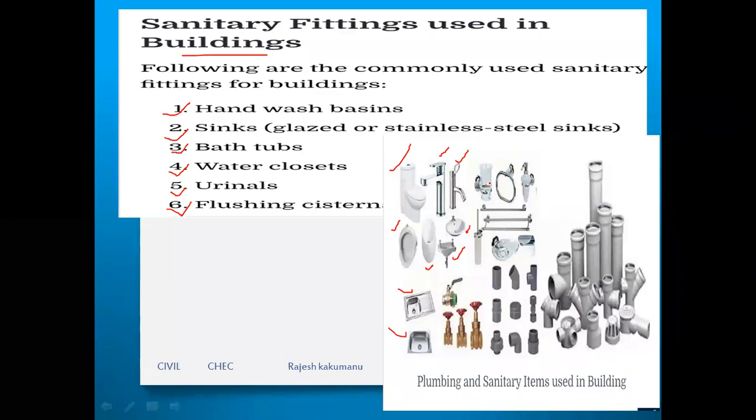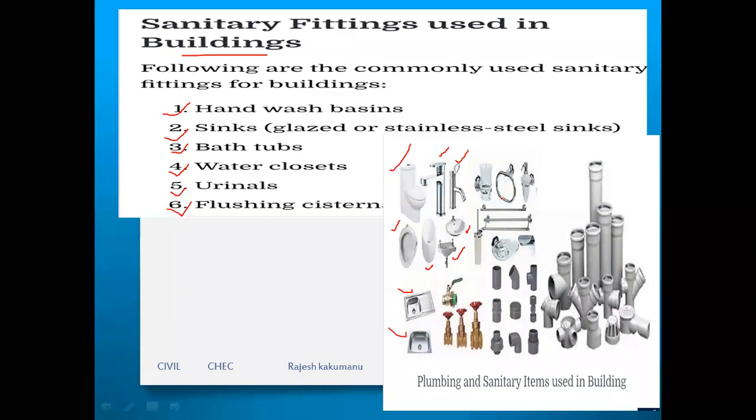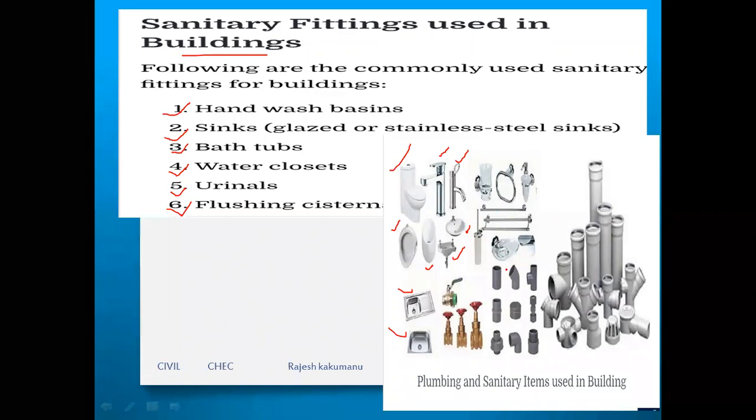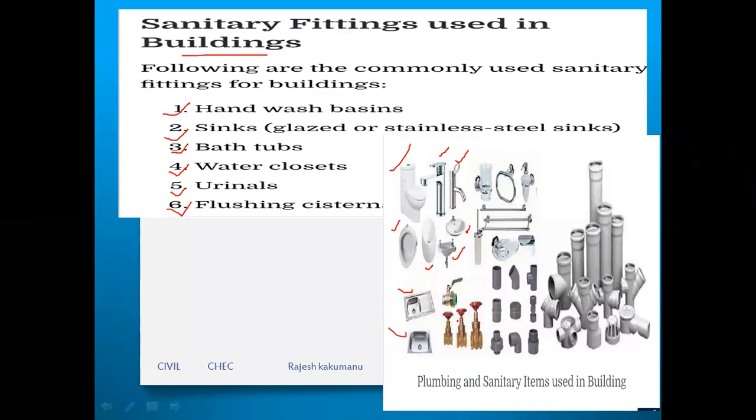So this is a light, this is a tap, right? This is a towel holder, towel hanger. This is also a napkin hanger. So like this you have various types of accessories which are used in the bathroom, and these are your valves where we can close or open. These are the other copper type of valves.